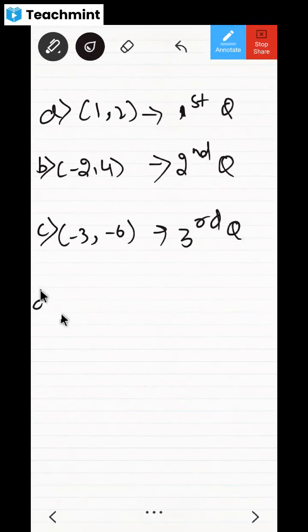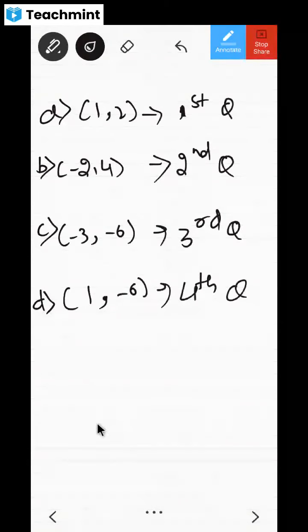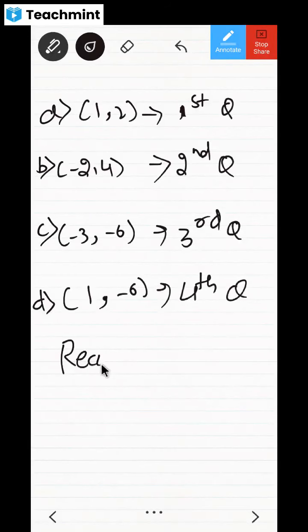Now if I give 1 comma minus 6, how do you have to think? 1 means a positive x-axis and minus 6 means a negative y-axis. I know you know the answer, but for those who are not understanding, please cooperate. Positive x-axis and negative y-axis means it becomes the fourth quadrant. Are you able to recognize the quadrant? So you should be able to recognize the quadrant.